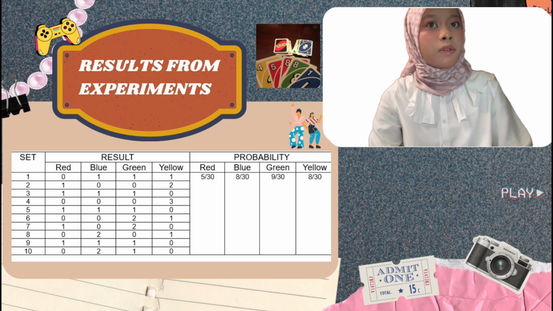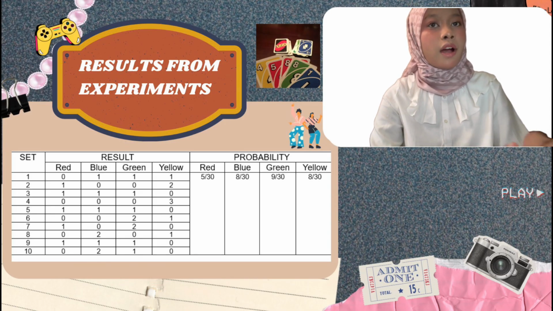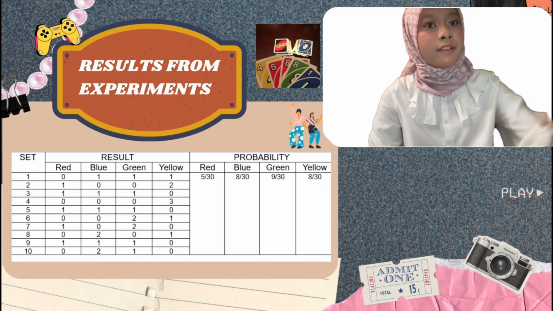The fifth trial, we got red, blue, and green. The sixth trial, we got 2 green and 1 yellow. The seventh trial, we got 1 red and 2 green. The eighth trial, we got 2 blue and 1 yellow. The ninth trial, we got red, blue, and green. And the last trial, we got 2 blue and 1 green.